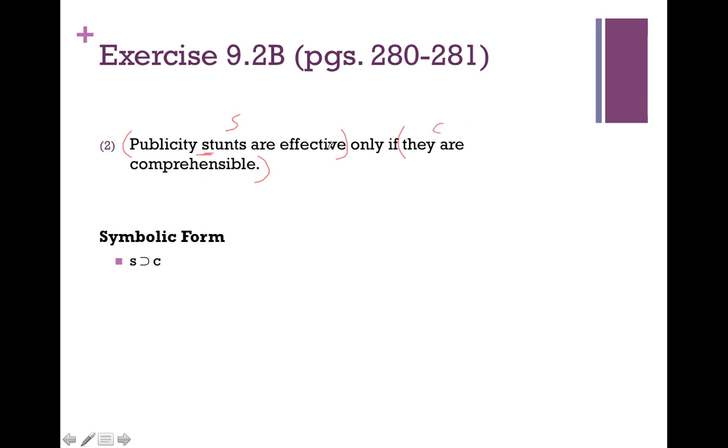And here we have our connective, only if. Remember, when you see only if, you just leave the propositions exactly in place where they are. And here's how you would symbolize it. We use the horseshoe to symbolize the hypothetical or conditional. So this one is simply S horseshoe C, or if S then C. Like I said, we use the horseshoe to symbolize the if-then relationship.